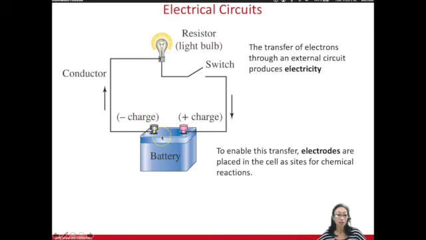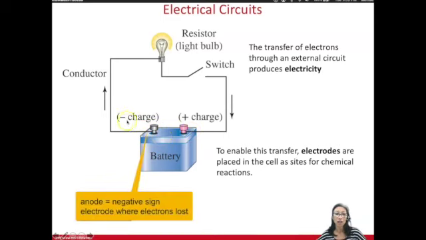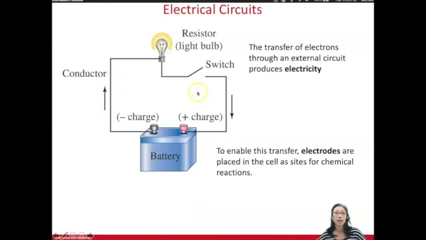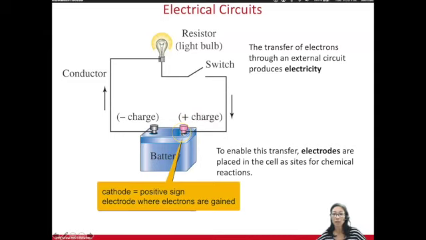The negative is the anode, and this negative is also similar to anion, is a negative charge ion. And the anode is where the electrons are lost, so they flow out of the negative side. And then the positive side, this is called the cathode, has a positive label, and similar to a positive ion that's a cation, this is where the electrons flow in. So this is where the electrons are gained.